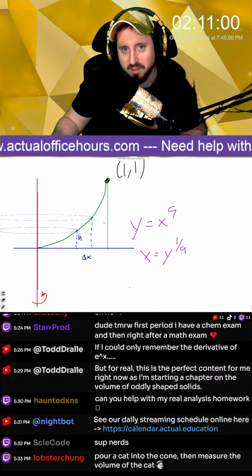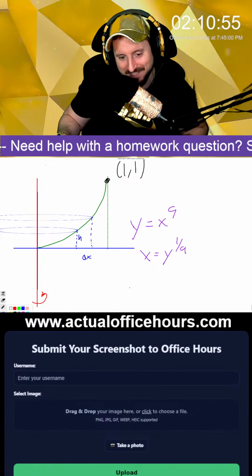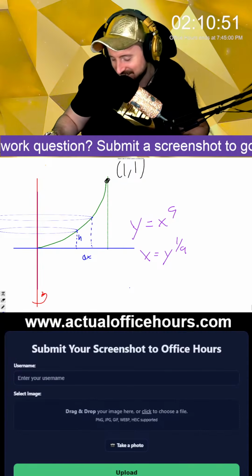Pour a cat into the cone and measure the volume of the cat. Surprise! I guess that works. That's another way to figure out the volume. Pour a cat into the cone?